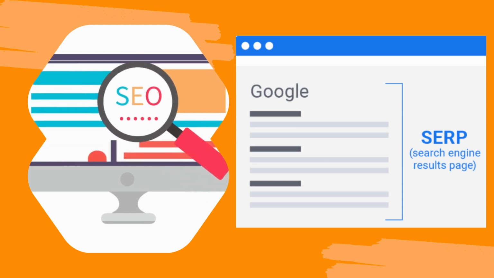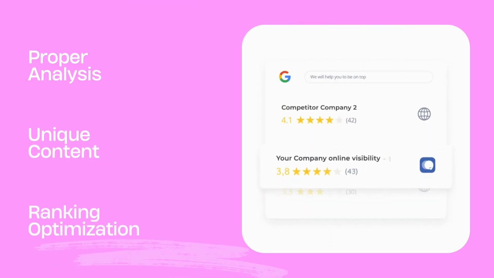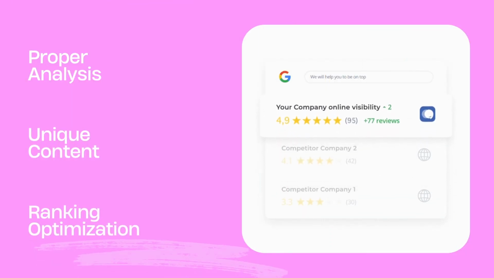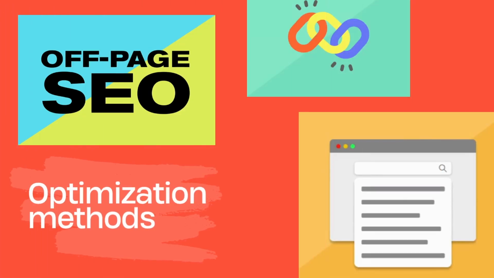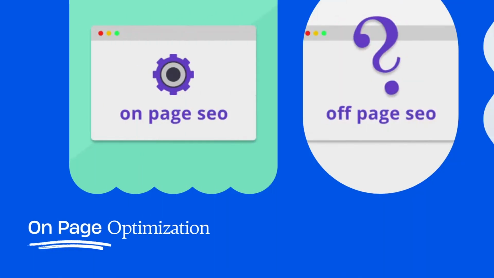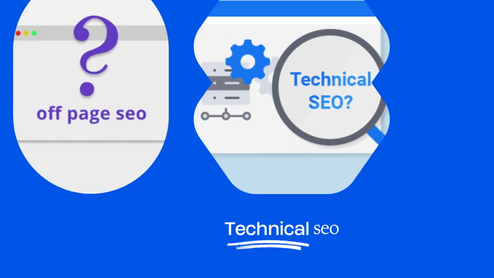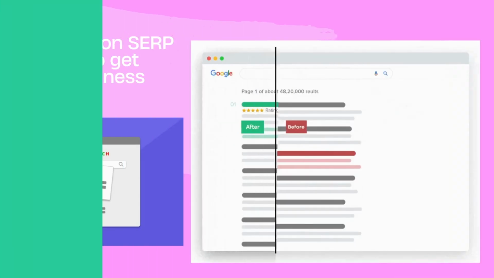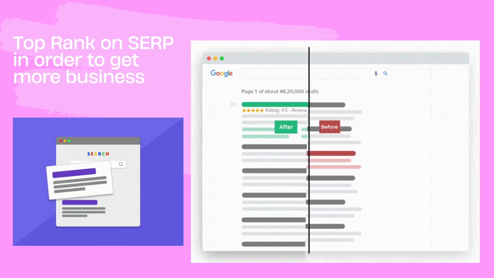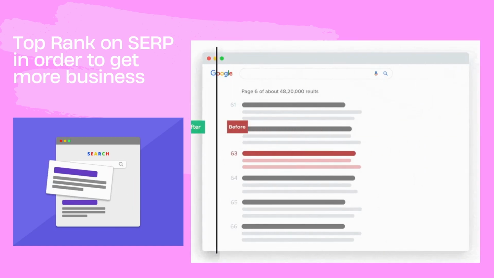In order to get a top ranking in the SERP, we need to optimize our business website by the optimization methods involved in SEO. We need to do proper analysis, create unique content, and optimize for ranking on SERP. There are some optimization methods involved in SEO: on-page optimization, off-page optimization, and technical SEO, which is otherwise known as server-side optimization. This is how SEO helps to rank organically, without running ads on top of the SERP, in order to get more lead generation.